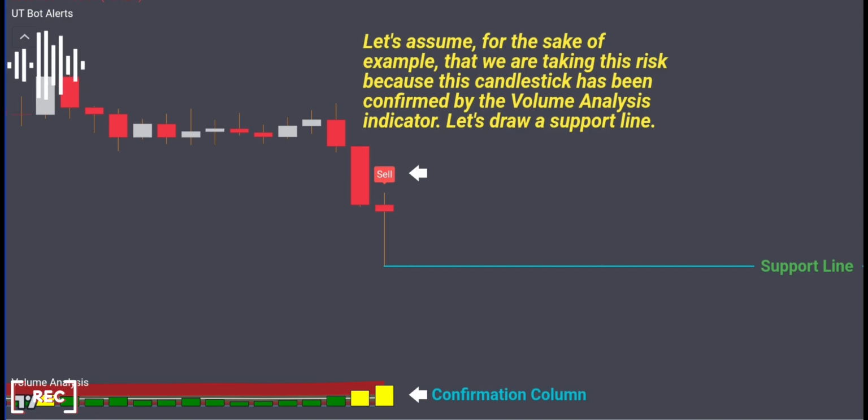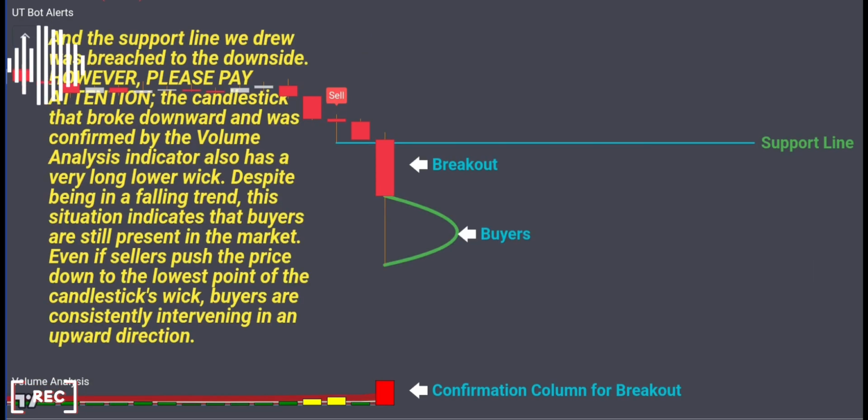Let's continue with our example. Remember, this is just an example, and even though it adheres to the rules, I am emphasizing the high level of risk. We draw a support line under the confirmed bar. And now, once again, a red candlestick has breached the support line we drew and closed below it. However, this candlestick also appears quite risky.